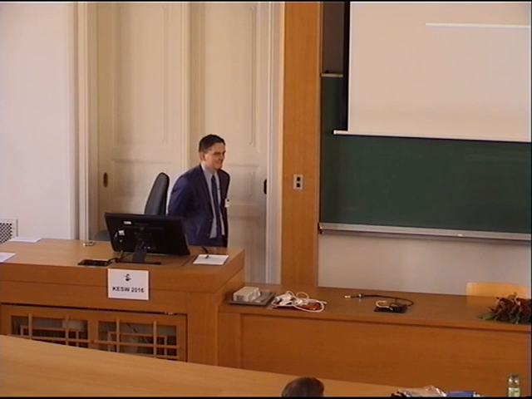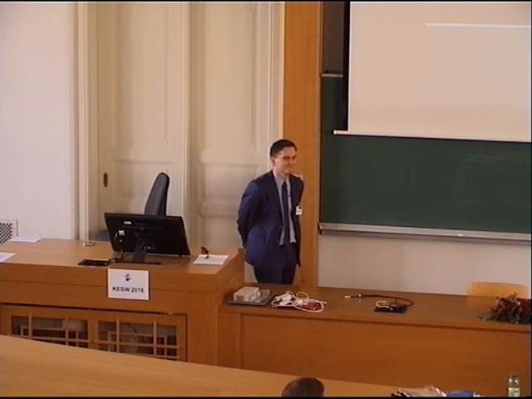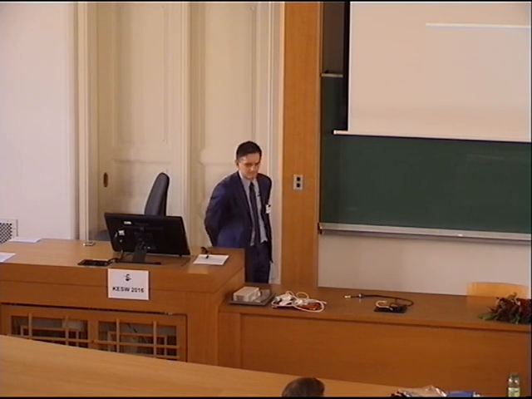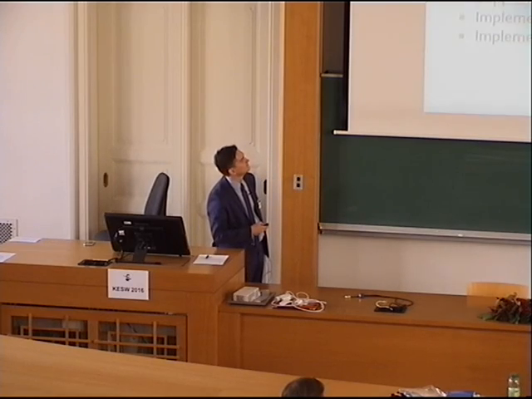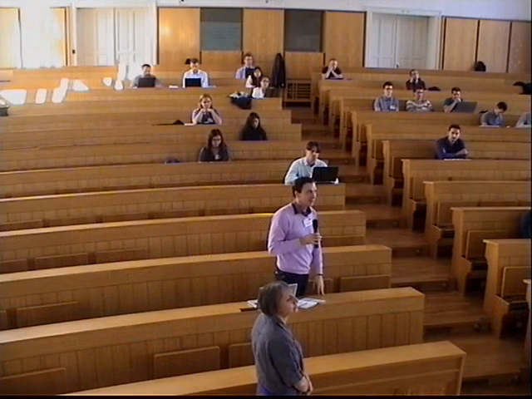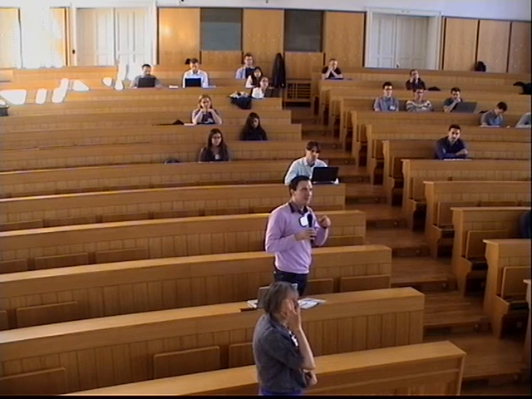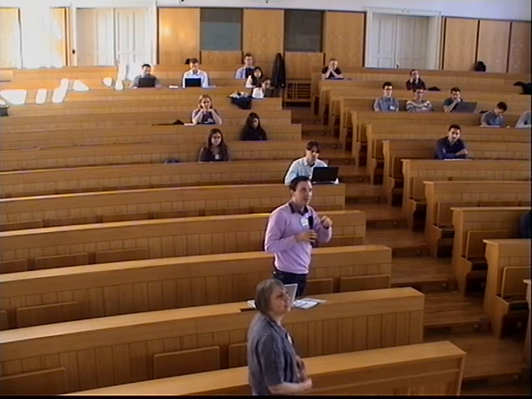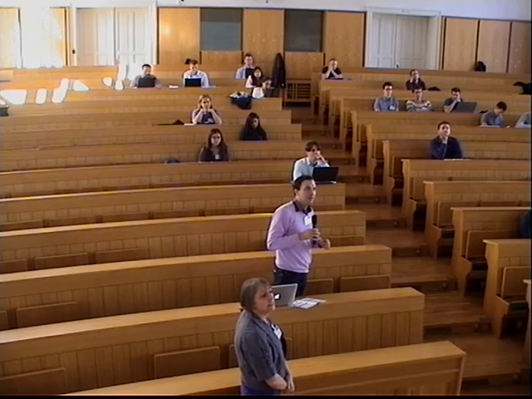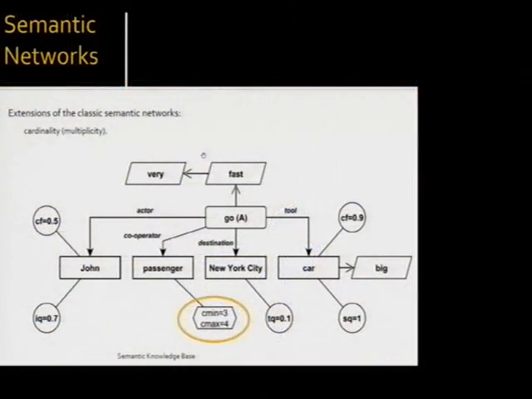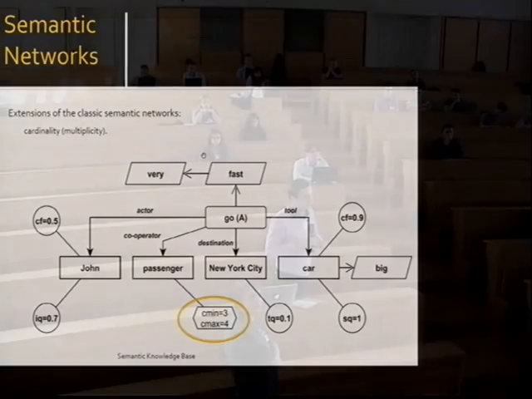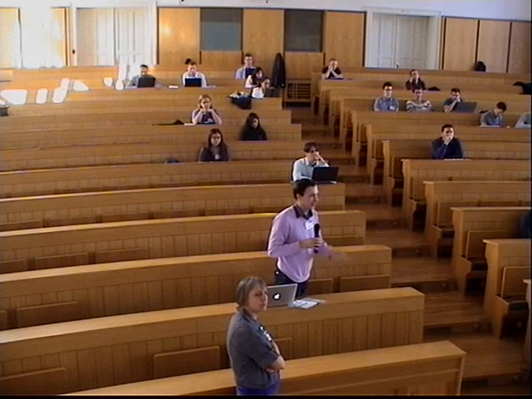Maybe it's not a question, but a comment. Could you please go back to the diagram of your semantic network? Where exactly? The diagram, yeah, this one, for example. I think it's better to use additional nodes, for example, between car and big, because it's not a direct connection between car and big, but the car has a size and the size is big. It's a kind of pattern of parameter and value.